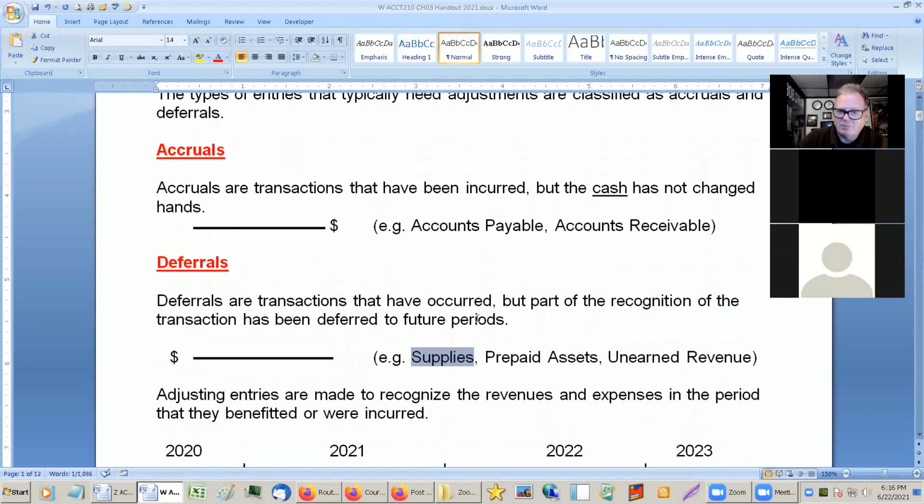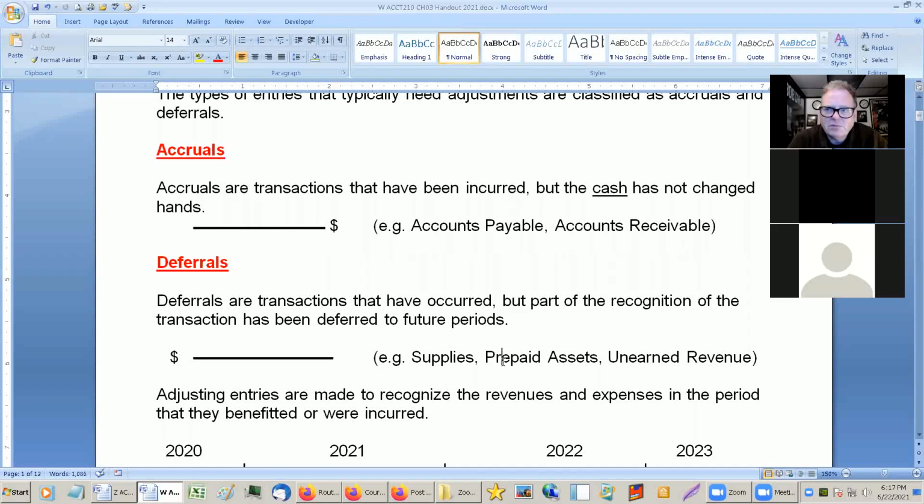Same thing with prepaid assets. We pay for them in advance. We're not going to expense them until we use them. So you buy insurance. Let's say you buy a 1-year insurance policy. You're not going to expense the whole thing right away because this is going to cover an entire year. So as time goes on, you'll expense some of that insurance.